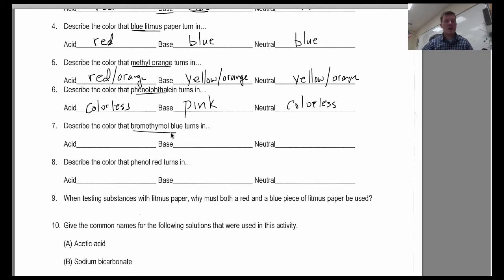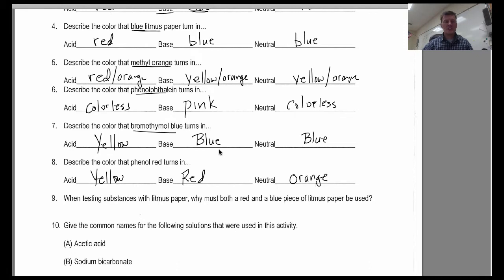How about bromethymol blue? If you look back at the results, in an acid the bromethymol blue was yellow, the base was blue, and neutral is blue. Okay. Number 8 says phenol red: acid was yellow, the base was red, and the neutral was orange.